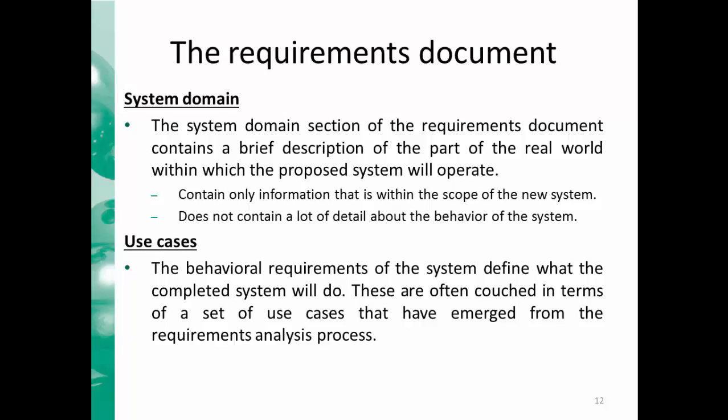System domain is a section in the requirement document, contains a brief description of the part of the real world within which the proposed system will operate. So after we produce the system, it will be put in some real world place. Could be a hospital, school, a house. So the system domain will describe that part of the real world where the system will be working.